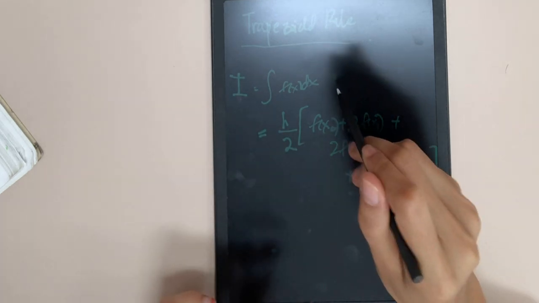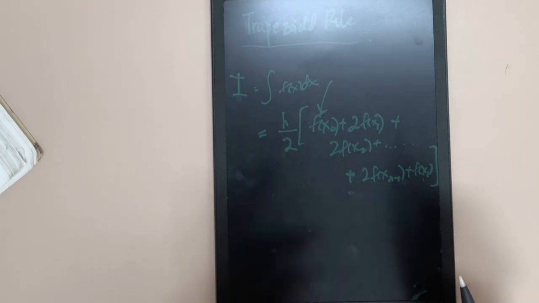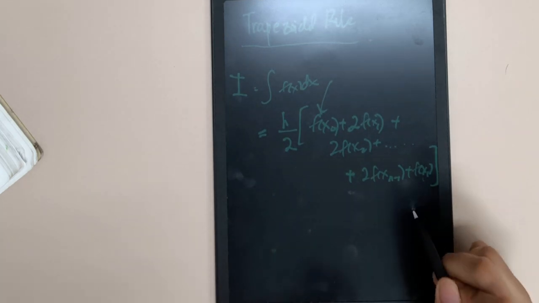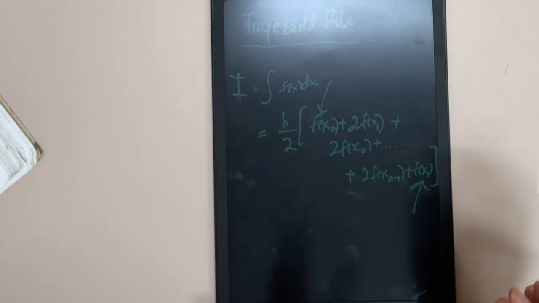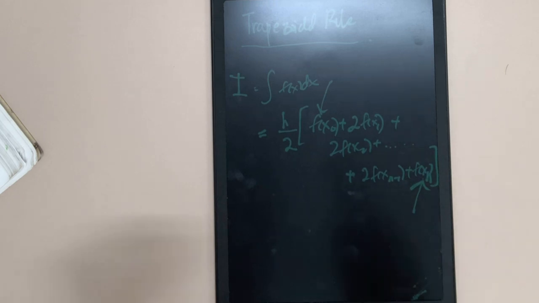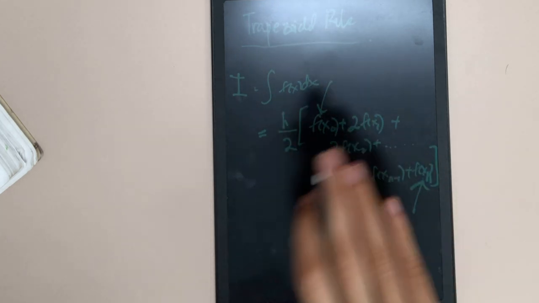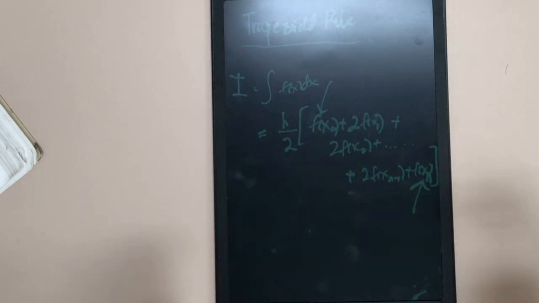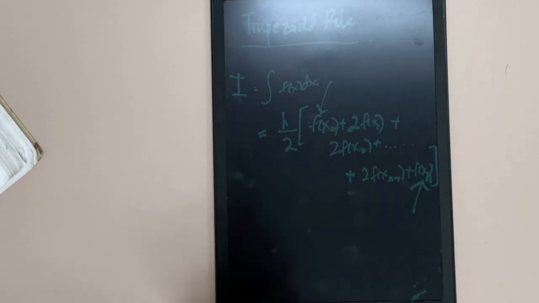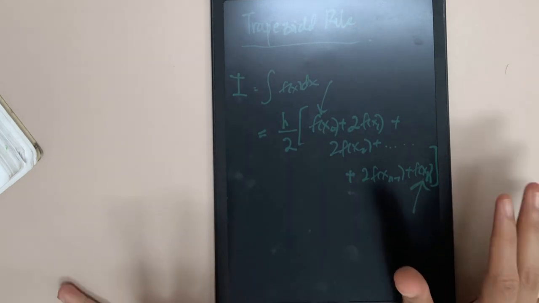The starting one is just f(x0), without multiplication by 2. And the same thing for the last term, f(xn) only, it has no multiplication by 2. So the terms between the first one and the last one must be multiplied by 2. Okay, do you get what I mean? Alright, so this is the formula.